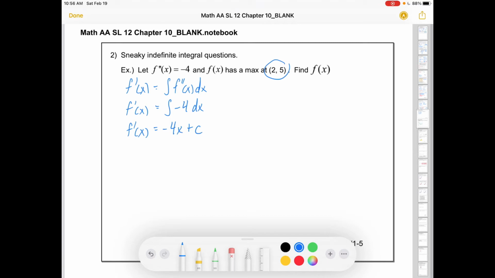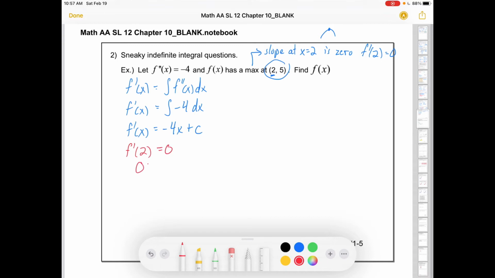But we'll also have another constant of integration show up. And here's the sneaky bit. If they tell you it's a max, what are they telling you? Especially since this is going to be a polynomial, the slope at x equals 2 is 0. That's what happens at a smooth max. In other words, f prime at 2, at that x value where there's the max, is 0. And that can let us find c right now.